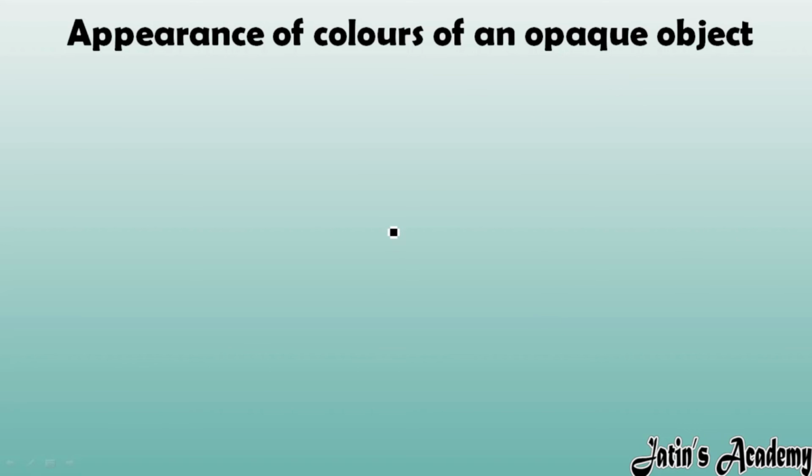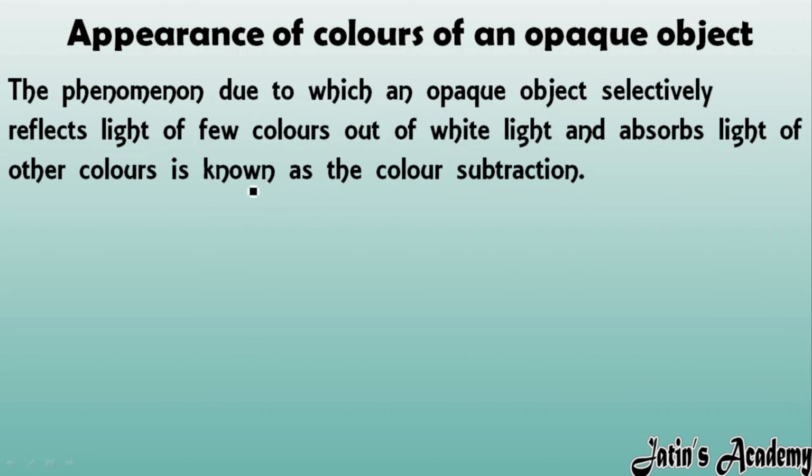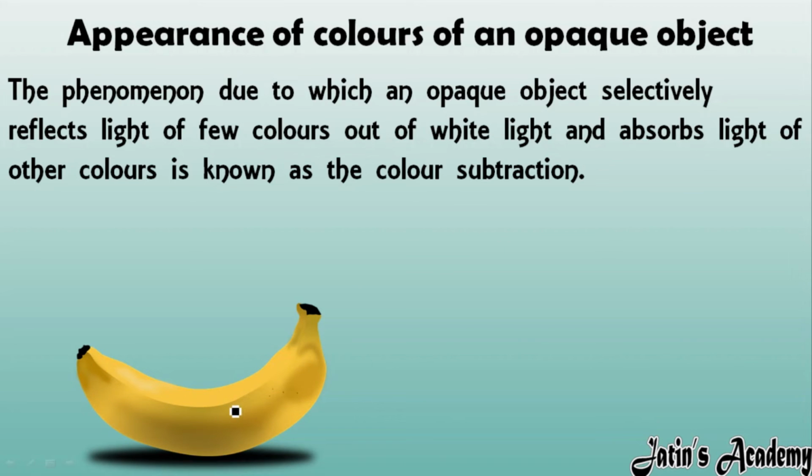So how are the colors there? See carefully. Actually, it is the phenomenon due to which opaque objects selectively reflect light of a few colors. For example, here I am having one banana. As we know, how are we able to see the banana? Firstly with our eyes, obviously, and afterwards there should be a luminous object. With the help of light only we are able to see this banana.